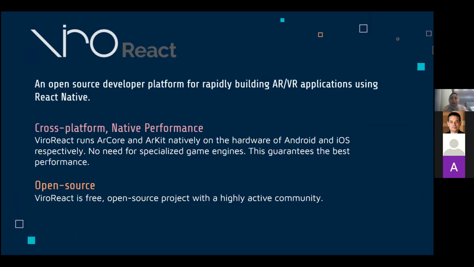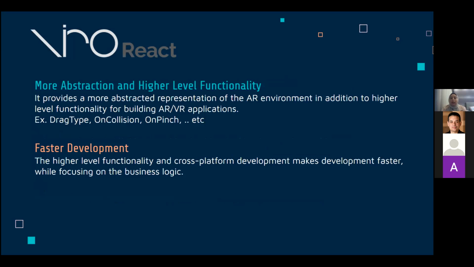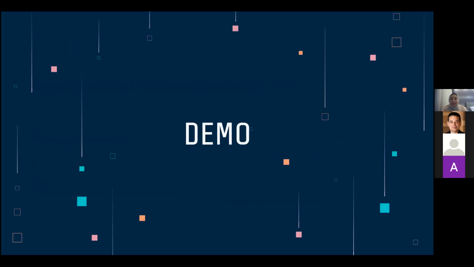Firstly, the fact that it uses ARCore and ARKit for Android and iOS gives us better performance than a common SDK that uses the same thing for all devices. Also, it's open source, so it's free and it has a highly active community. Also, it provides more abstraction for us in the development. We will not be reinventing the wheel and writing all the functionality from scratch. We will be developing from a little bit higher level. And finally, it allows us to have faster development based on this abstraction, and hopefully faster time to the market. Now we'd like to give you a quick demo for our application.